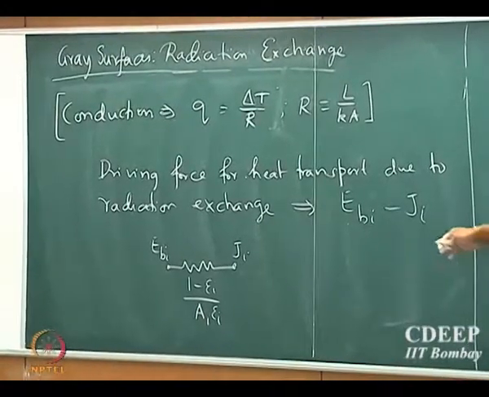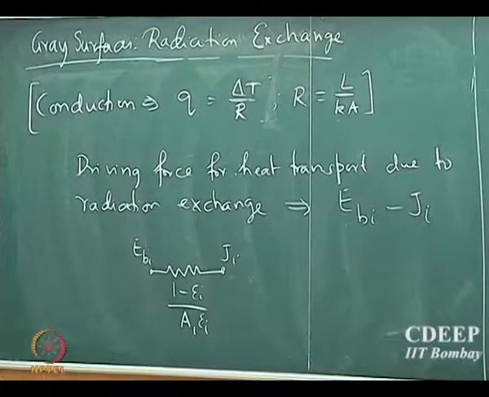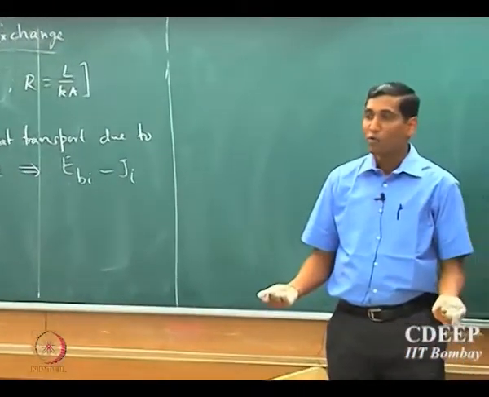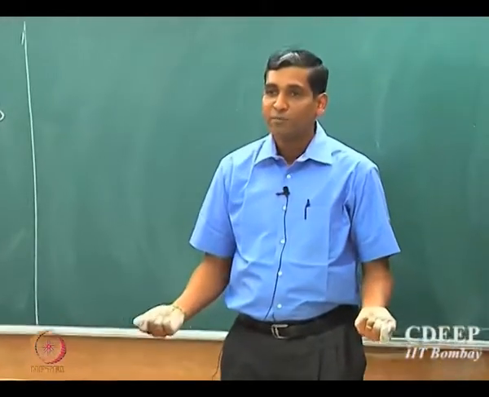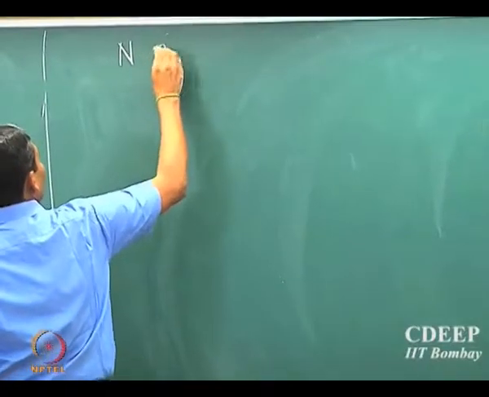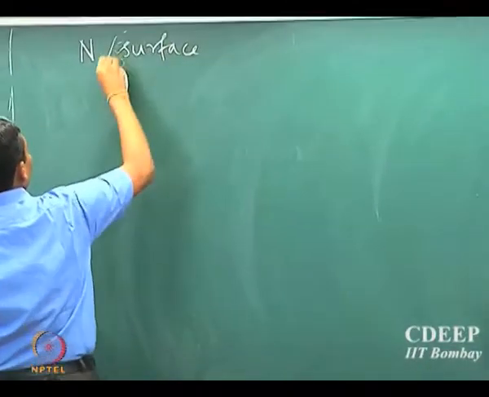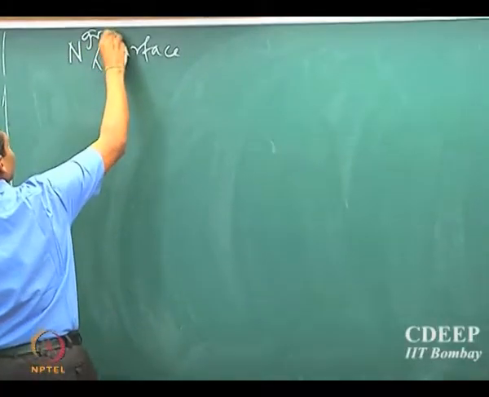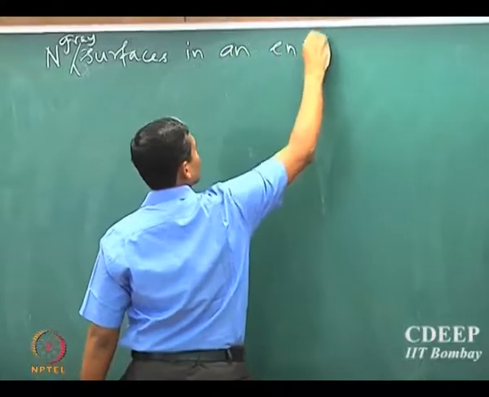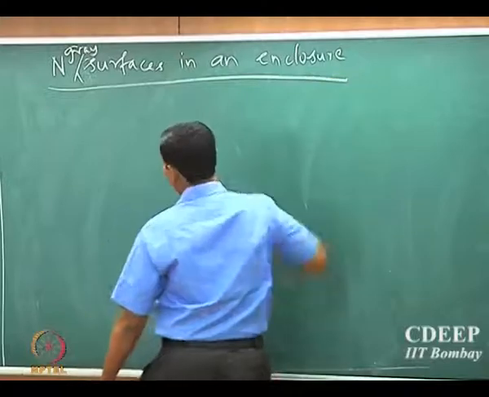Okay, so this is exchange between two objects. Now we said there is an enclosure, and you have n objects present in the enclosure. How do we represent that in a network concept? We are going to see that next. So n surfaces, and I should qualify it by saying gray surfaces, in an enclosure.